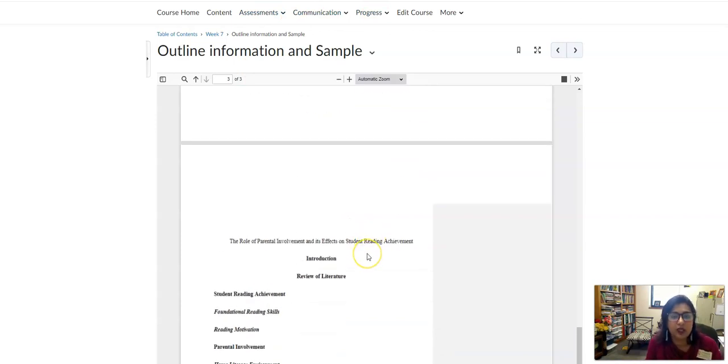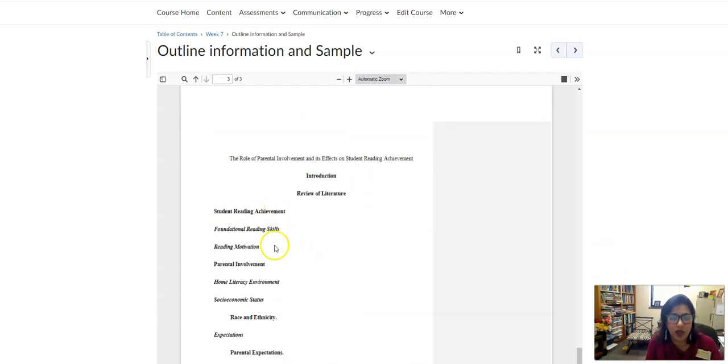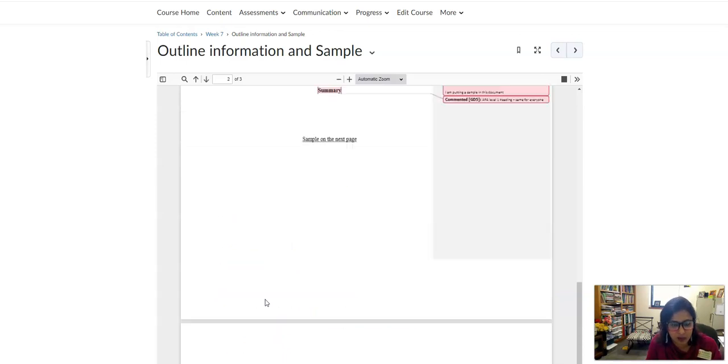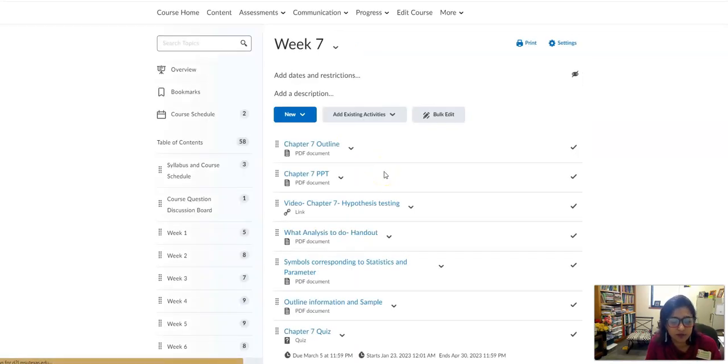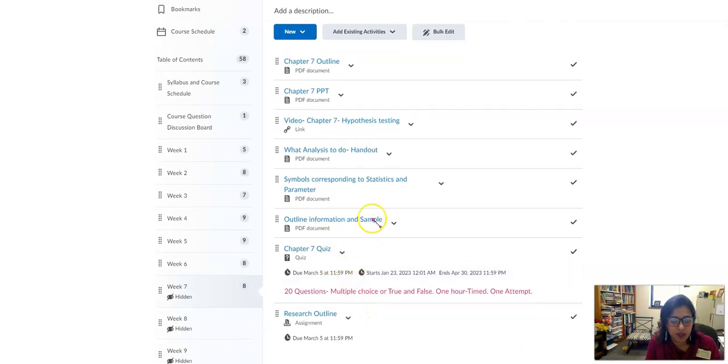For your outlines, you have to have correct APA headings, and you have to have your components and subcomponents. Your outline is going to be 5 points, and I'm actually going to put a rubric here for grading your outline. And then, like I said, the assignments are your chapter 7 quiz, and here is the Dropbox for the research outline.